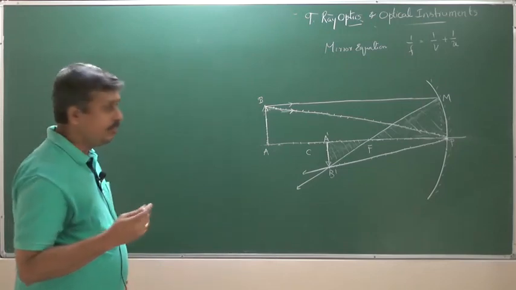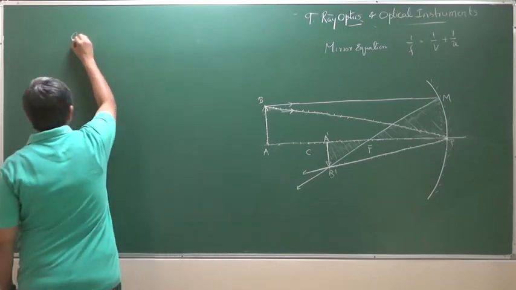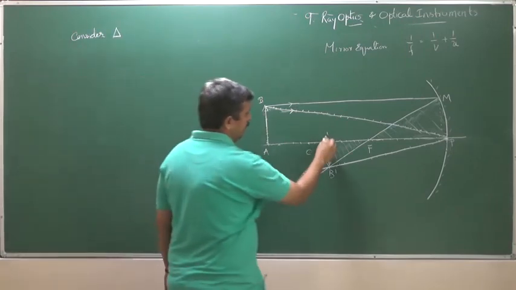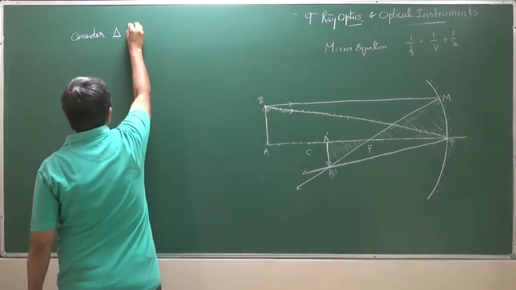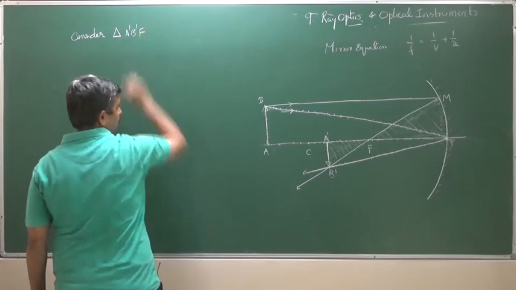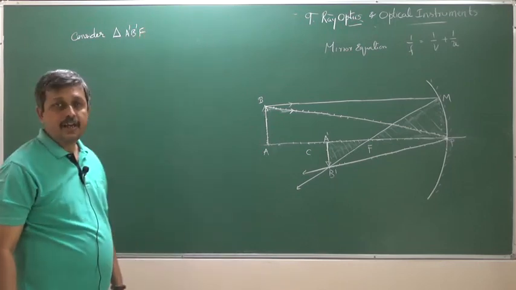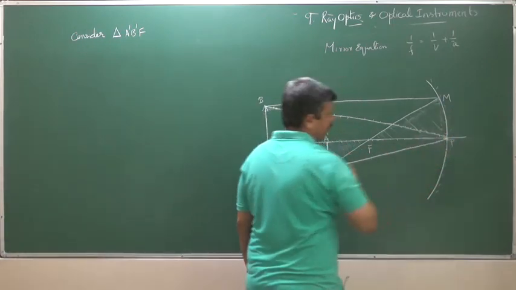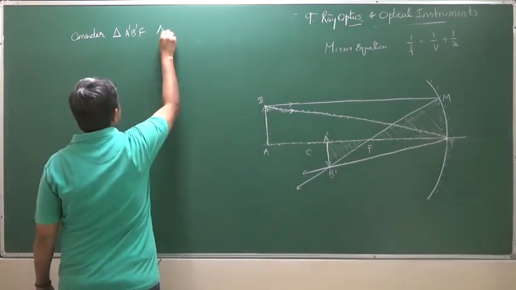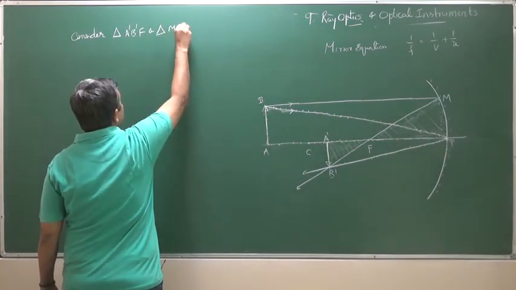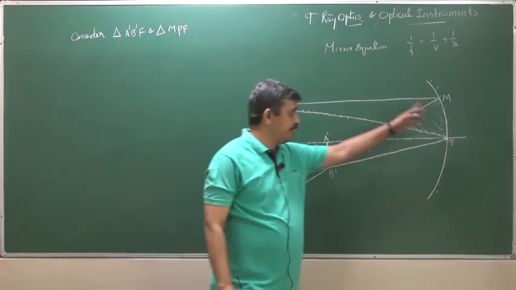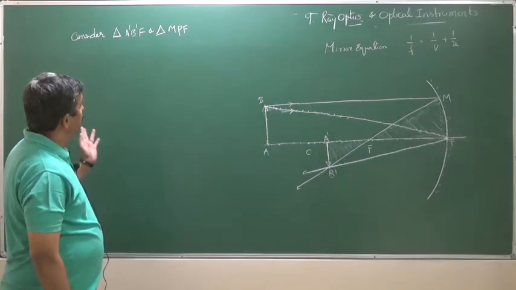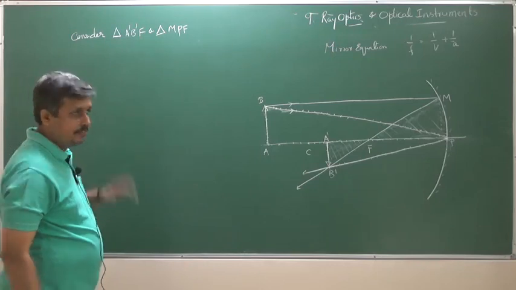Okay, what I'm doing here you can see. First, consider triangle A dash, B dash and F. And this side it is MPF. As I told you, I'm taking MP as a straight line, because of my paraxial approximation. So these two triangles I take, and I claim that they are similar.